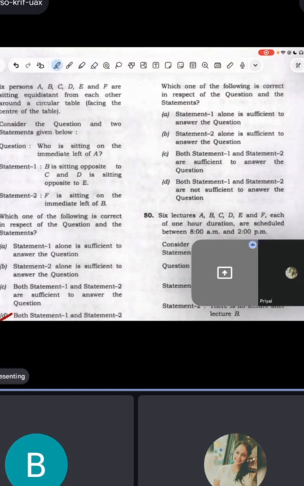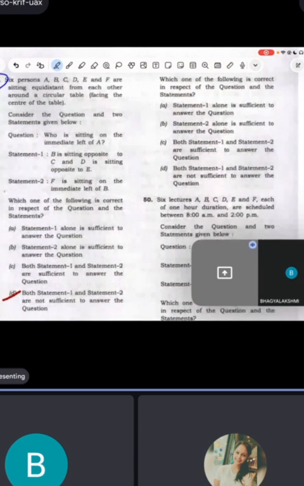Question 48. Six persons A, B, C, D, E, and F are sitting equidistant from each other around a circular table. Consider the question and the two statements. So again, guys, this is a data sufficiency question, and more on sitting arrangement. But I will follow a simple approach.